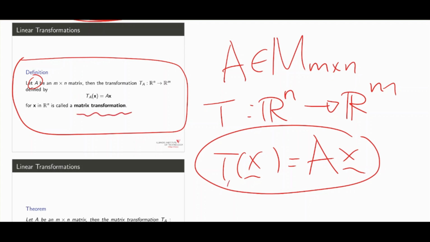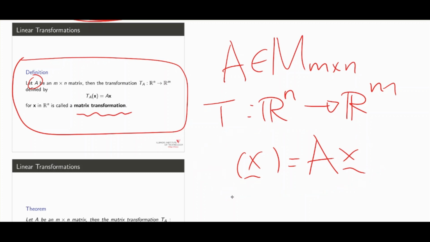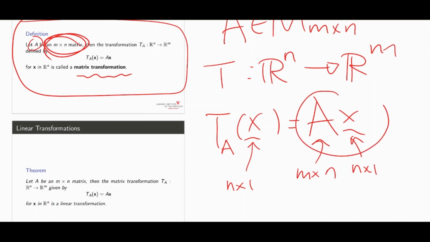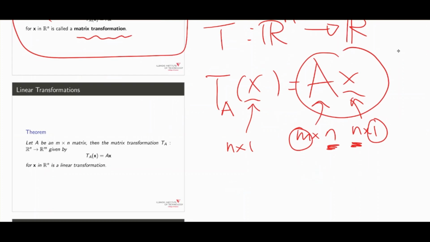Sometimes we use this notation to indicate that this transformation is a matrix transformation, by writing the matrix right here. So this is just a notation, all right? And let's look at the sizes. We always like to do a size analysis. x is an n by 1 column vector. This matrix is m by n right here, and this one here is n by 1. That's our input vector, so the output is this matrix multiplication. We know they are compatible in terms of multiplication, and the end result is going to be an m by 1 column vector. So you can see that this Ax here is an m by 1 column vector.